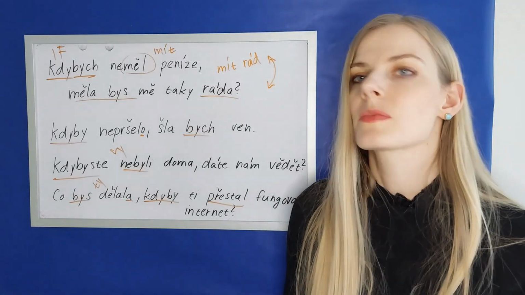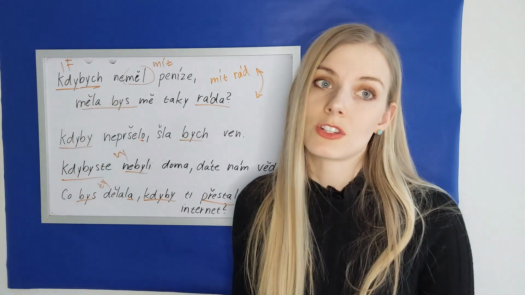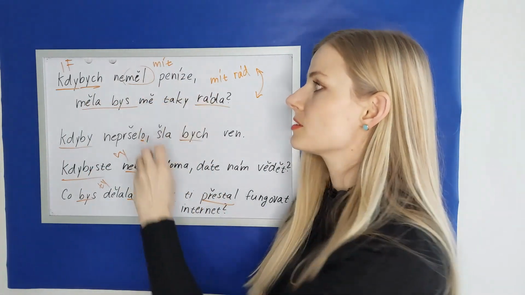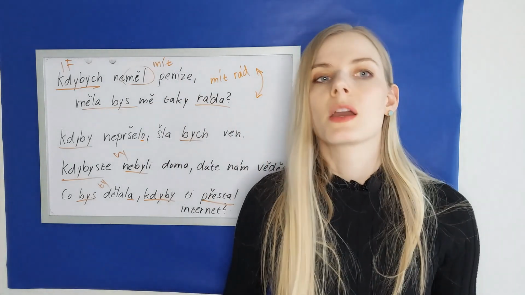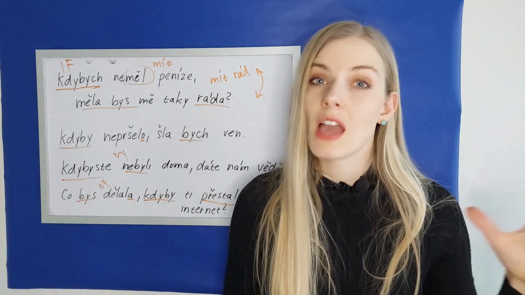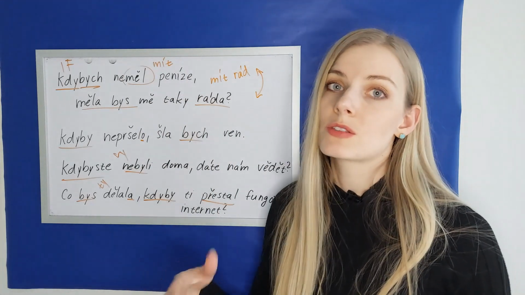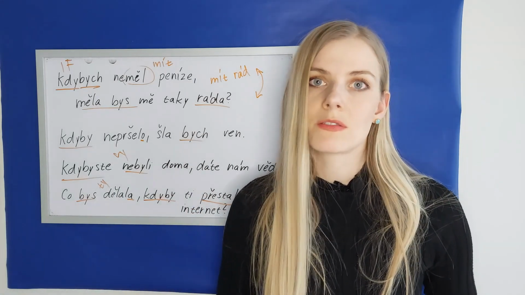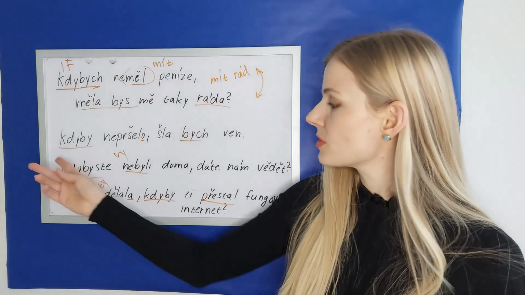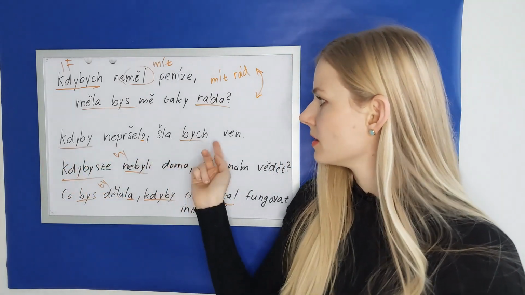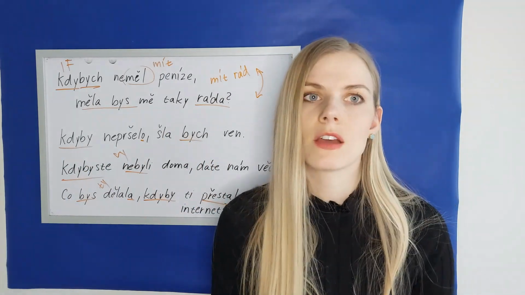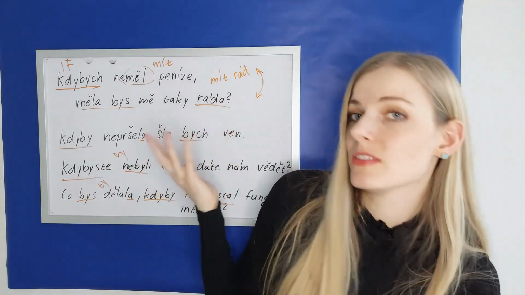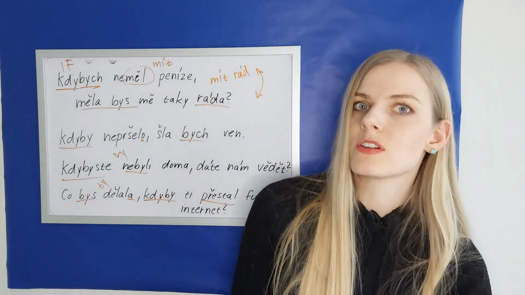One important note, this doesn't only refer to the second conditional, hypothetical situation in the future, but in Czech, this is a simplified version of the third conditional, which means hypothetical situation which could have happened but didn't. So from the context we would know if this could still happen or could have happened. We have forms to make the third conditional but nobody really uses them. So for instance, this sentence, kdyby nepršelo, šla bych ven, could be referring to last weekend. Somebody could ask me, šla si o víkendu ven? Ne, nešla jsem ven. Kdyby nepršelo, tak bych šla ven. If it hadn't rained, then I would have gone out.